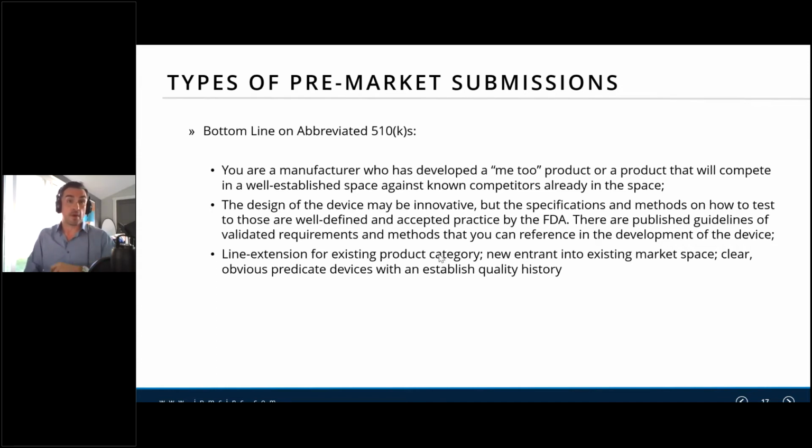You're a manufacturer who's developed a me-too product, or a product that will compete in a well-established space against known competitors who are already there, right? So either you're already there or your competitors are already there. You already have sales call points. Patients are already getting products like these. Surgeons already know how to use products like these. Hospitals already know how to buy products like these, right? The design of your entrant might be innovative, but the specs and the methods on how to get to a final product are well defined and accepted practice by the FDA.